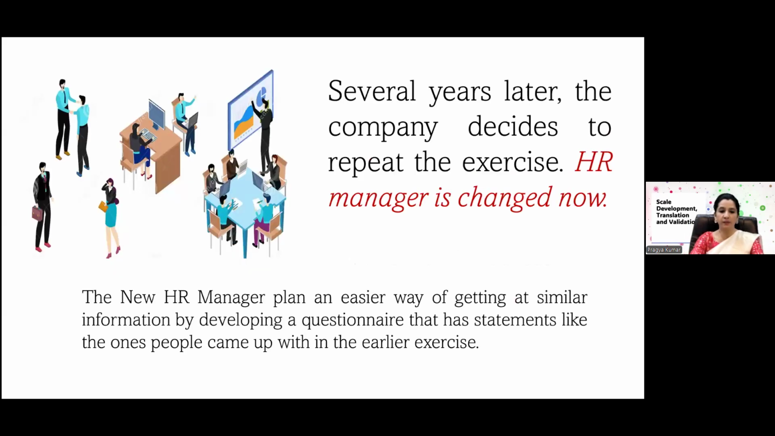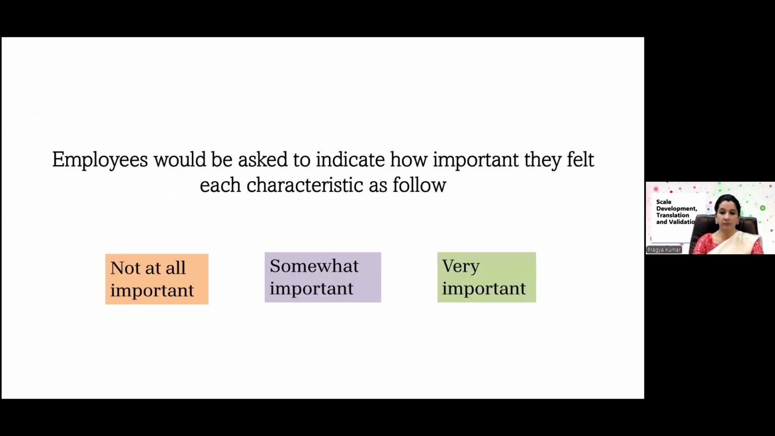So to include everyone, what the new manager has done, he has just developed a questionnaire. So using that particular traits, he has developed items and statements, and then he has asked each of the employees to rate on that particular trait how important they feel this trait is for their co-workers to have. So he has clubbed this like: this trait is not important at all, somewhat important, and very important. So he has clubbed it in 3 parts.